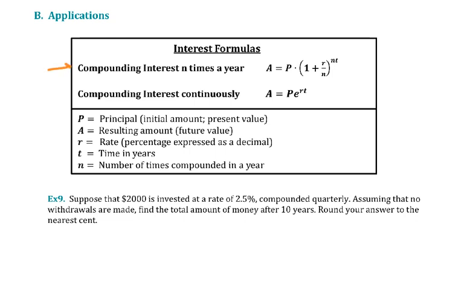We have two formulas that we need to know. Compounded n times a year versus compounded continuously, dealing with interest. So if we're talking about n times a year, if I said quarterly, that might mean that n is equal to 4. Monthly would be n equals 12. Daily, n equals 365.